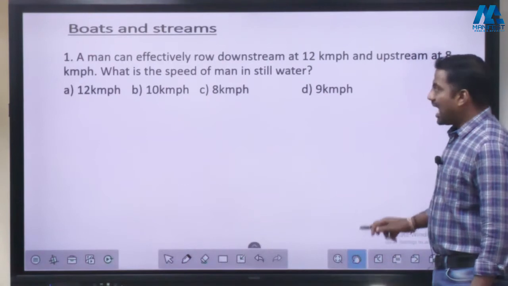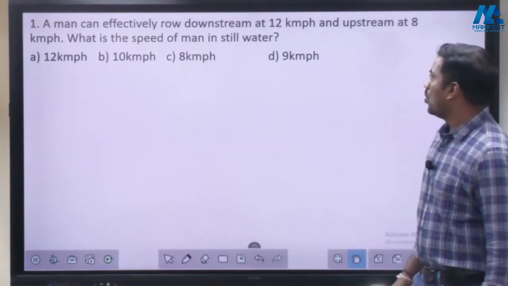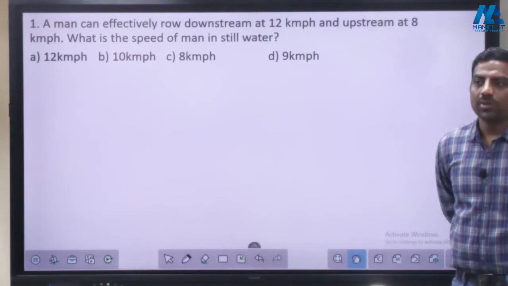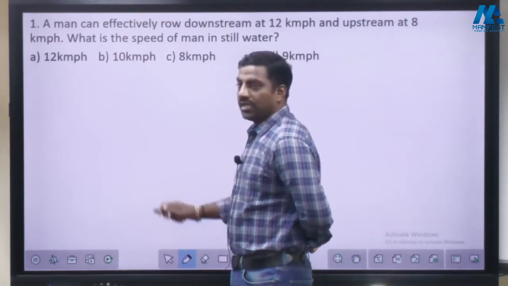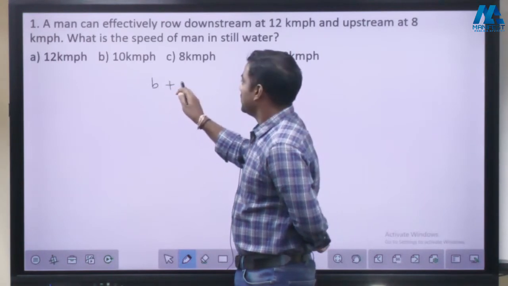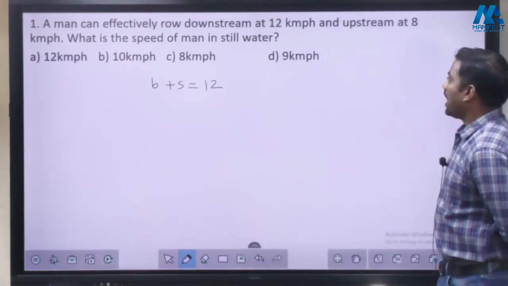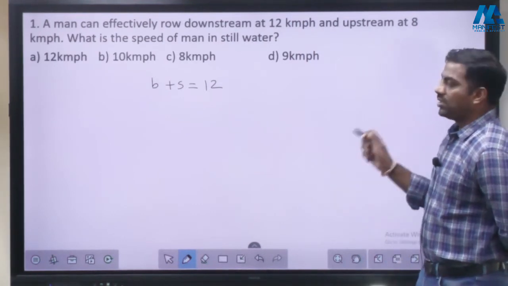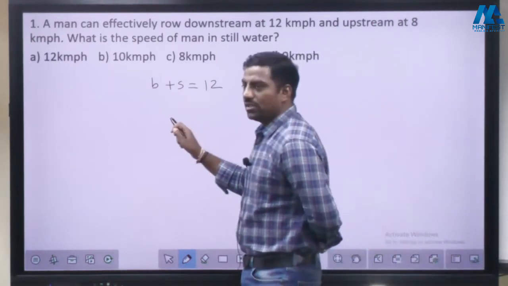A man can effectively row downstream at 12 km per hour. What is this 12? Effective speed, no? Downstream or upstream? So how do I write this in an equation? And upstream, 8 km per hour. A man can effectively row downstream at 12 km per hour and upstream at 8 km per hour. How do I write the second equation?